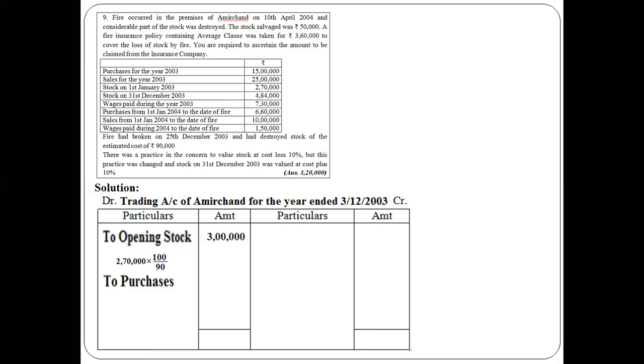This is the value of purchases directly given in the question, that is 15 lakhs. Then we'll go to the wages. How much wages paid? Directly given in the question, wages paid in 2003, 7,30,000. Next item will be by sales, value of sales. How much sales we made during the financial year 2003? That is 25 lakhs is the total amount of sales, right? Directly given in the question.